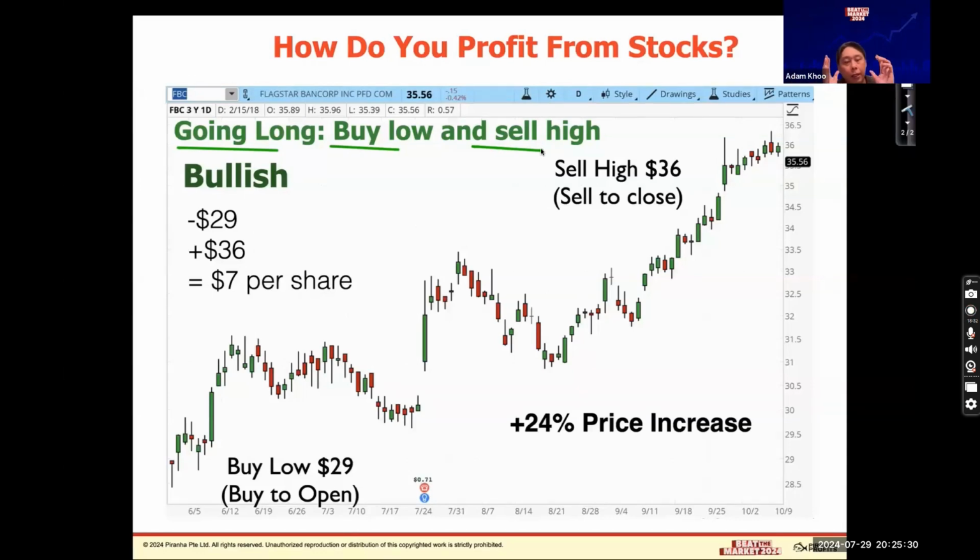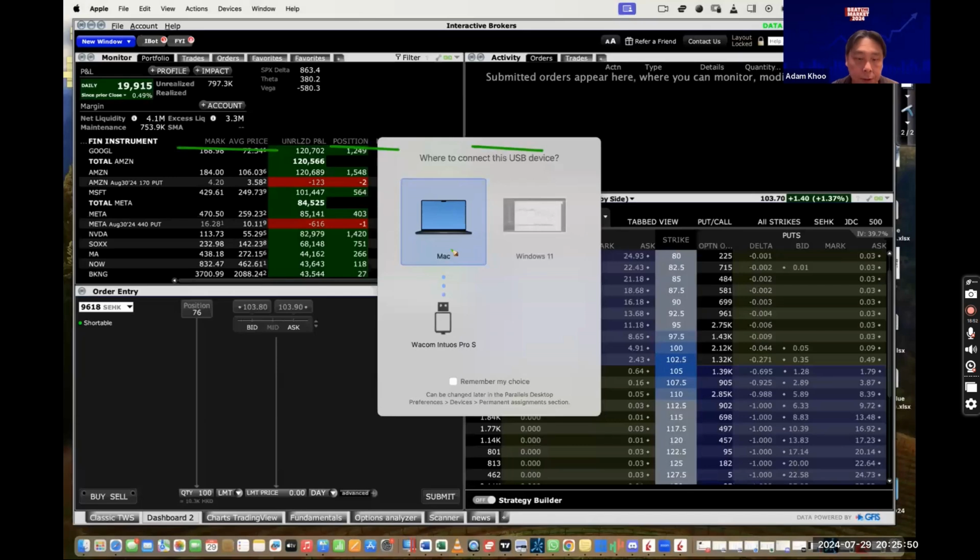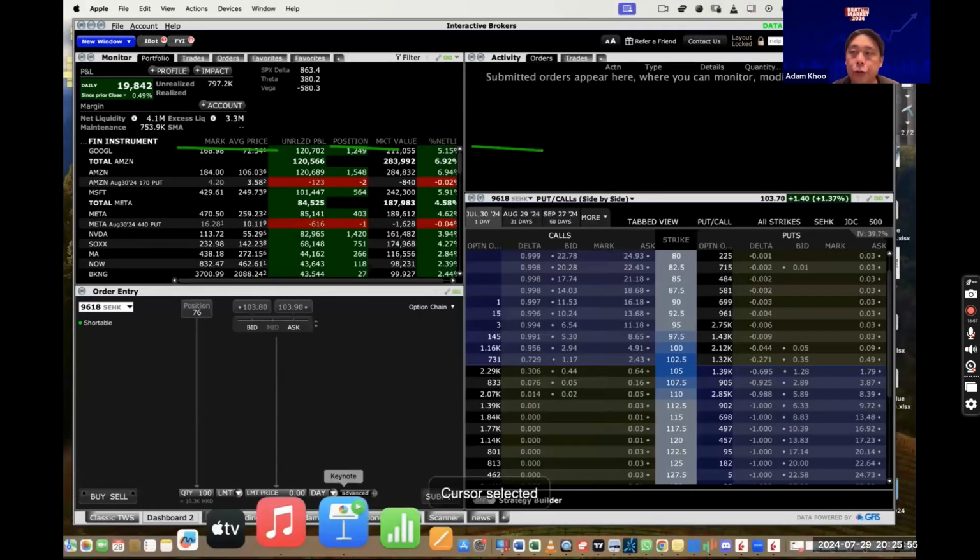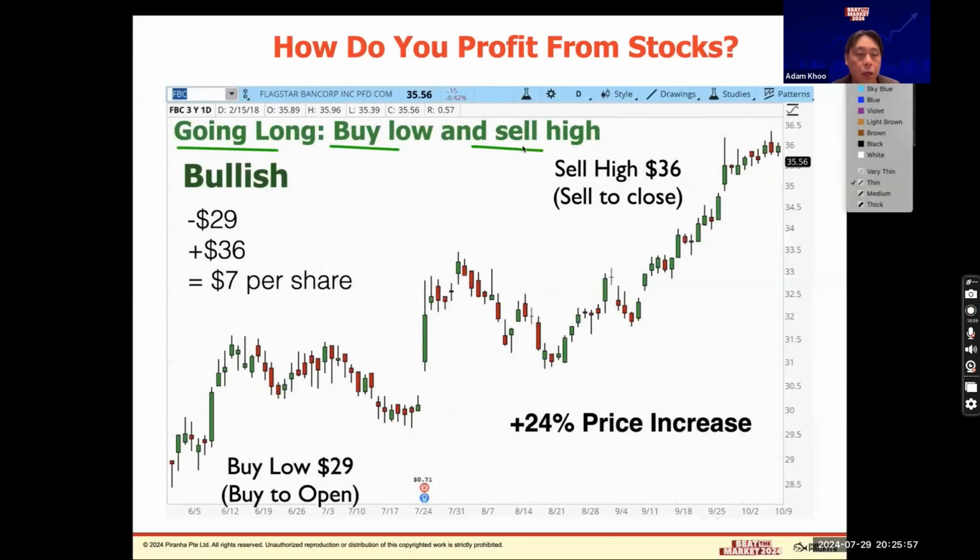So for example, if you look at a stock and the price action is on an uptrend, you think there's a high probability the price will continue going up. So you are bullish. Bullish means you think the price will go up. So if you're bullish, what do you do? Let's say it's at $29 right now, the stock. So you would buy at 29.